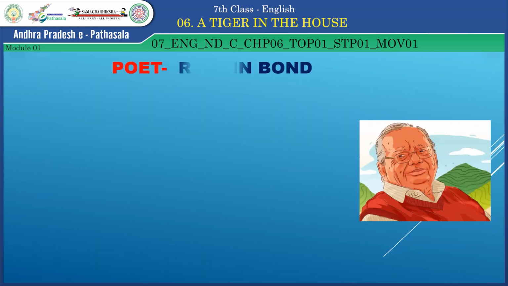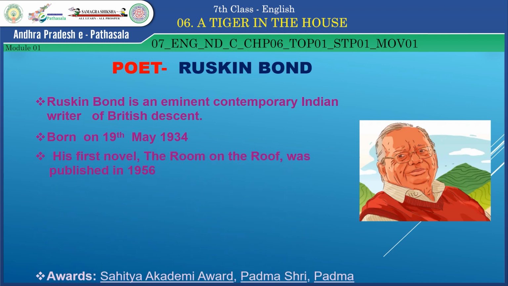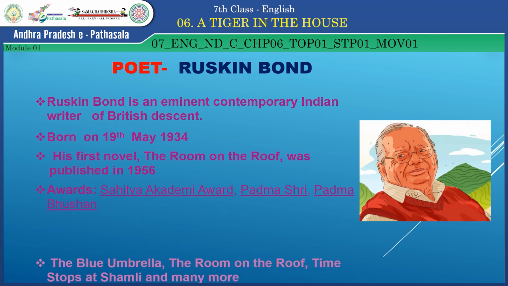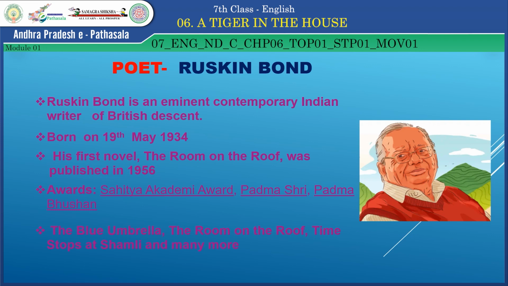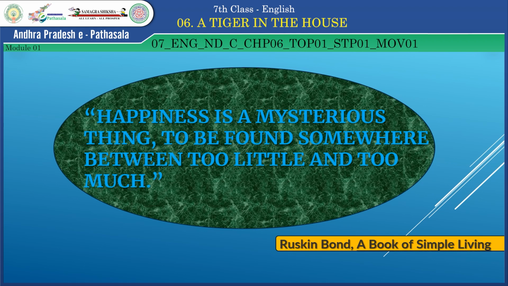Poet Ruskin Bond. Ruskin Bond is an eminent contemporary Indian writer of British descent. Born on 19 May 1934, his first novel, The Room on the Roof, was published in 1956. Awards: Sahitya Akademi Award, Padma Shri, Padma Bhushan. Famous books by Ruskin Bond are The Blue Umbrella, The Room on the Roof, Time Stops at Shamli, and many more. "Happiness is a mysterious thing to be found somewhere between too little and too much." Famous quote by Ruskin Bond, from A Book of Simple Living.